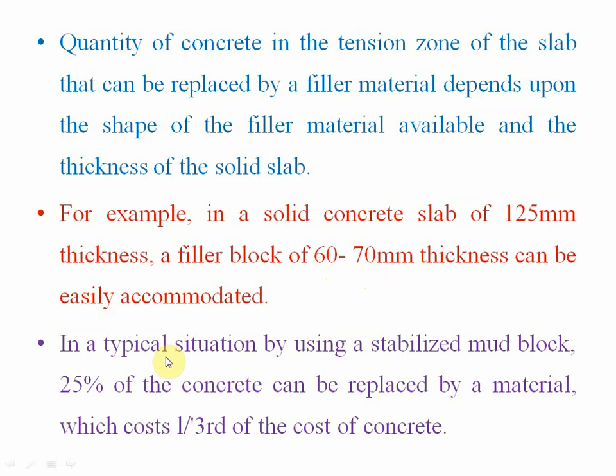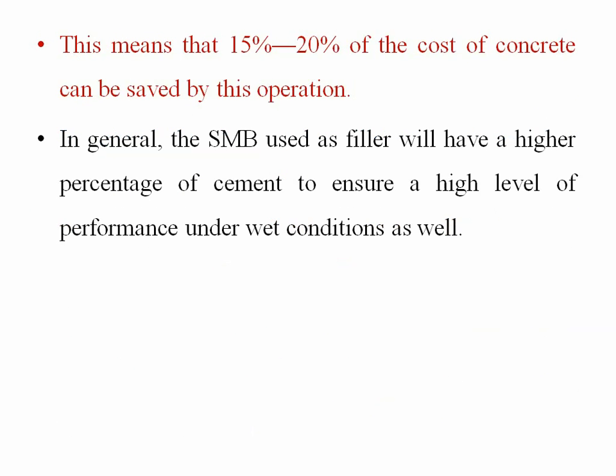In a typical situation, by using stabilized mud block, 25% of the concrete can be replaced by a material which costs 1/3 of the cost of concrete. So this means that 15 to 20% of the cost of concrete can be saved by using this method.